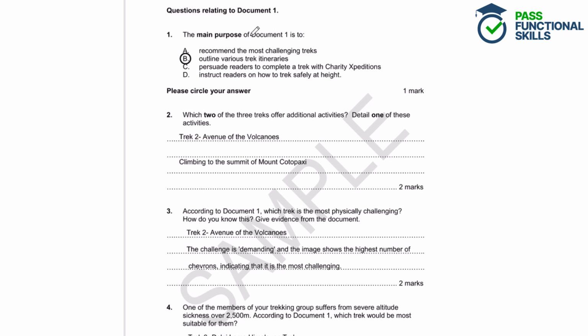So in this question, we need to look at document 1 and identify the main purpose. Now the main purpose of a text is the main aim of the writer. Why have they written the text? What are they trying to communicate to the reader?